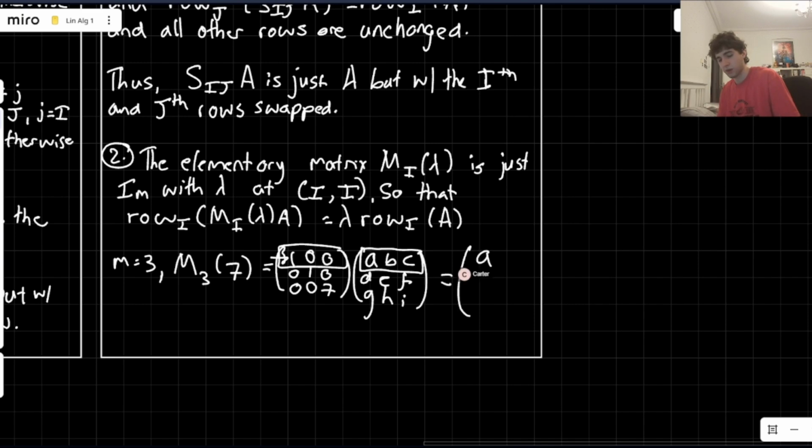So the first row will remain unchanged, right? Just A, B, C. Same with the second row, so you're going to get D, E, F. Then the third row, instead of a 1 here, you have a 7. So it's going to give you 7 times the third element, or effectively these. So 7 times each of the elements in the third position, each of the third components of your column vectors, right?